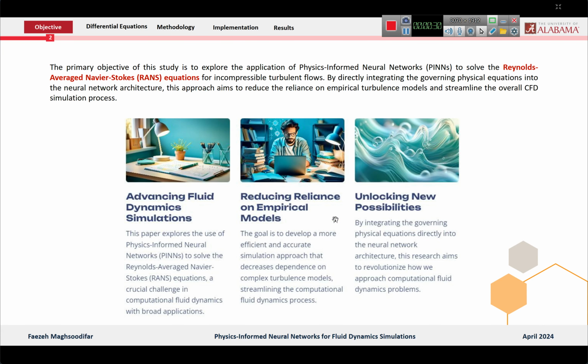The primary objective of this study is to explore the application of PINNs to solve the Reynolds-averaged Navier-Stokes equations, or RANS equations, for incompressible turbulent flows by directly integrating the governing physical equations into the neural network architecture. This approach aims to reduce the reliance on empirical turbulence models and streamline the overall CFD simulation process.